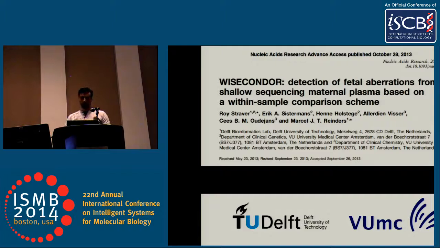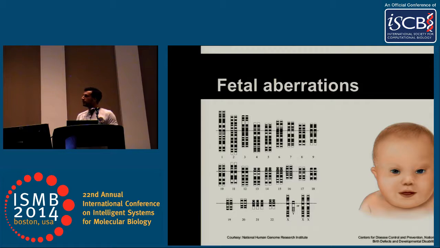So I have my talk about a paper I wrote about the detection of fetal aberrations from shadow sequencing of maternal plasma based on a within sample comparison scheme. To explain the title for a bit, I want to start with what kind of aberrations we are actually looking at. I have a little example on the next slide.